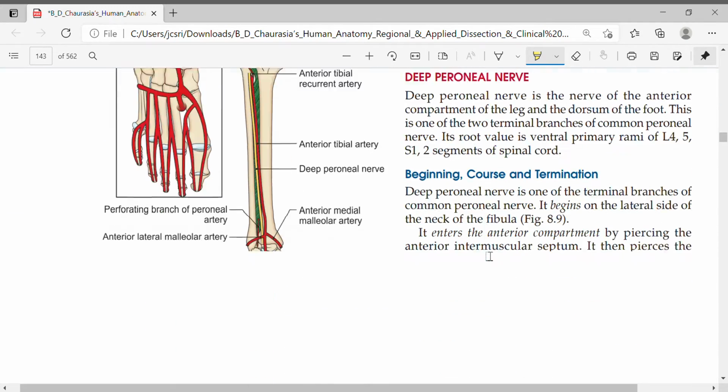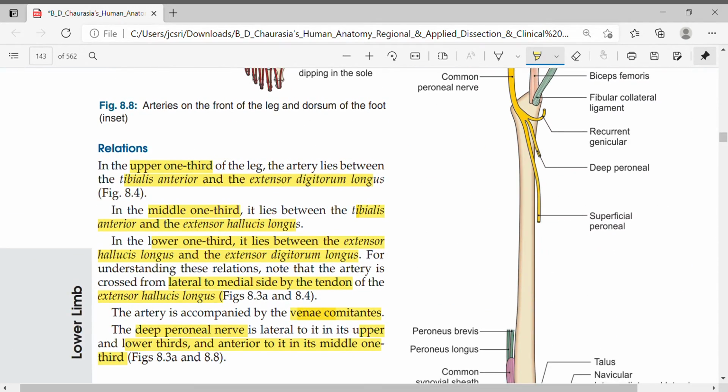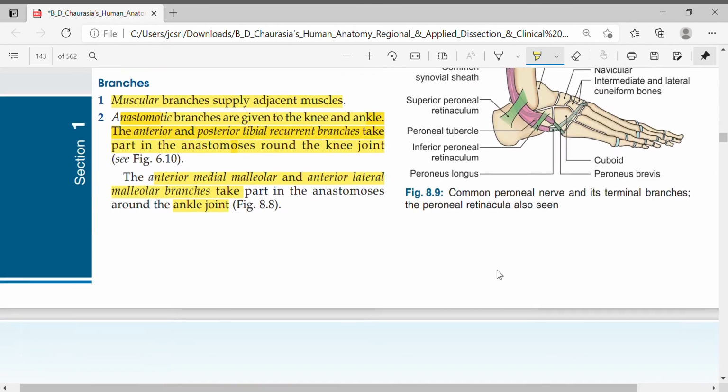And in the relations, you should know the upper, middle and lower one third, anteriorly. In the upper part you have tibialis anterior and extensor digitorum longus. Then tibialis anterior and the extensor hallucis longus. From lateral side to medial side: extensor digitorum longus and hallucis longus. The vein accompanies it. The deep peroneal nerve is lateral in the upper and lower parts, medial in the middle part, and anterior. That is what you should remember.